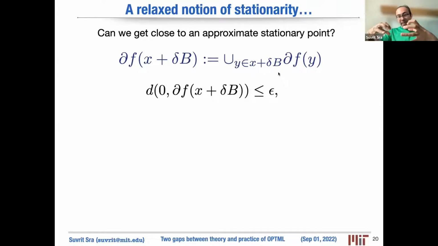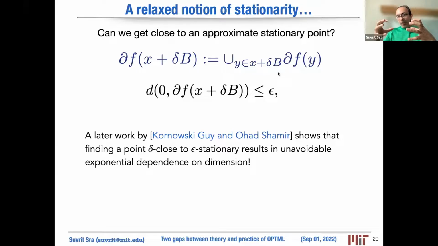Maybe that's easy. And it turns out even landing in that ball is not easy. You may have to compute a number of gradients that depends exponentially on the dimension of the data. So even after making it even weaker, it remains tricky to come epsilon close to a stationary point.